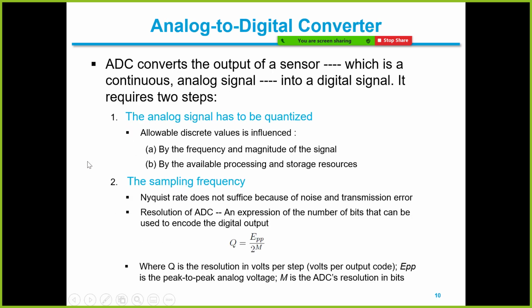ADC. Yeah. So ADC, the function is to convert the output of a sensor, which is an analog signal, a continuous value, into a digital signal, a discrete value. Yeah. So why do we do that?